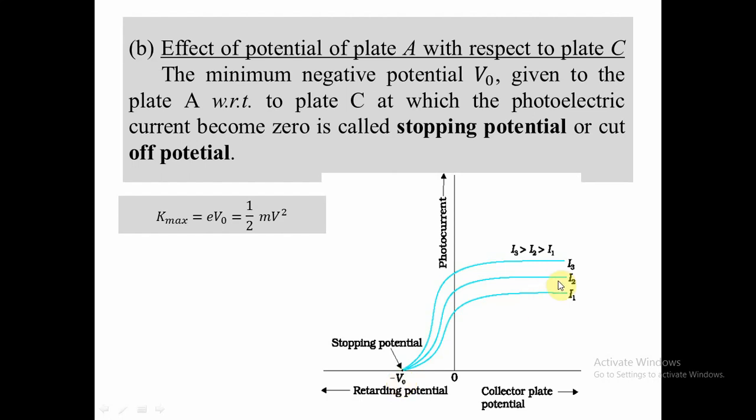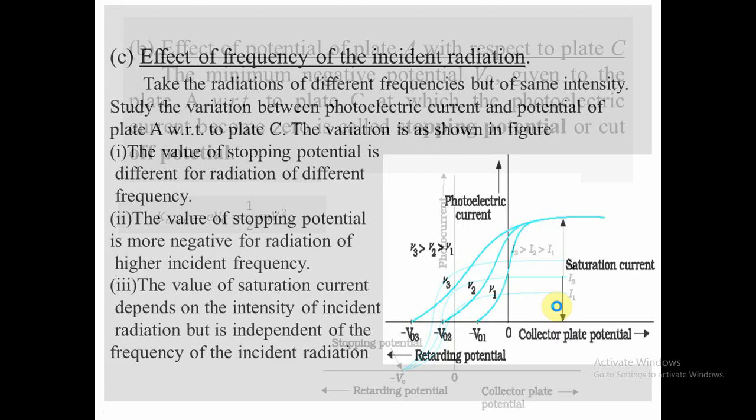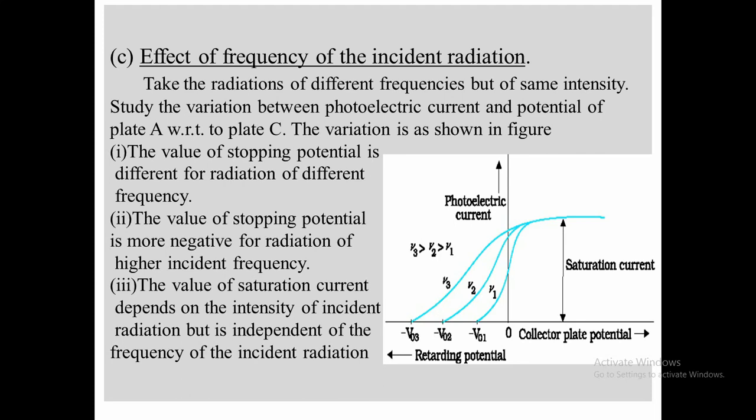As we change the intensity of the incident radiation, but we keep the frequency constant for these two radiations, I3 and I2 are greater intensity, therefore the saturation current is increased, but the stopping potential for this radiation is also the same because the frequency of this radiation is the same as we have chosen for the I1. Next, the third effect of frequency of the incident radiation.